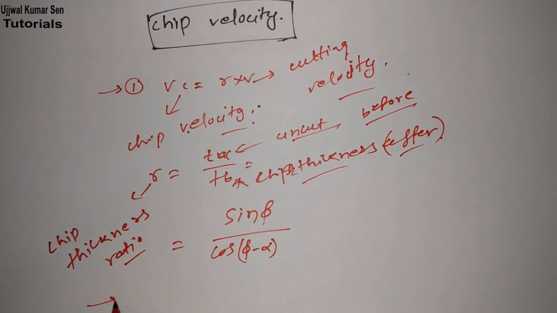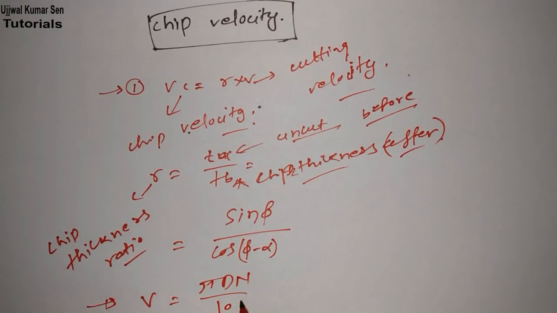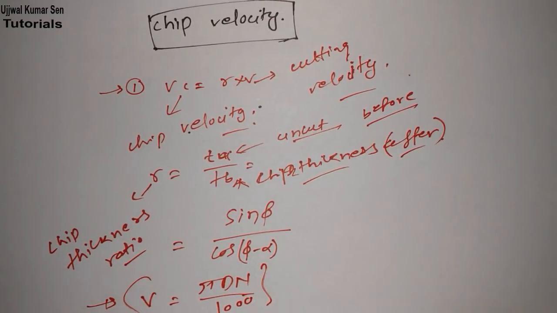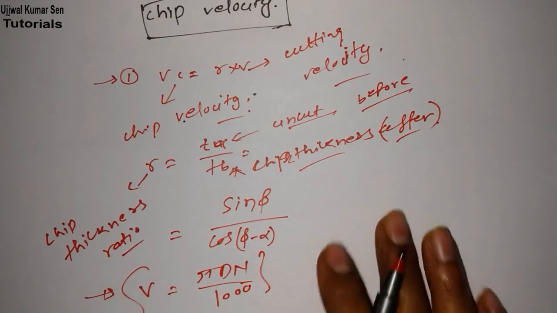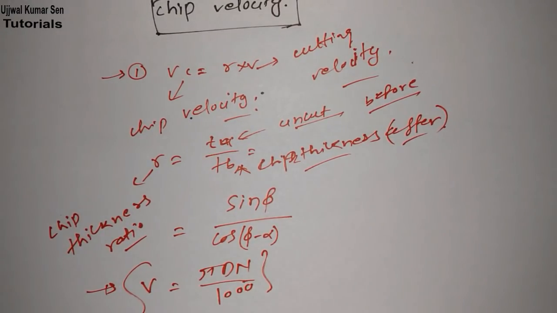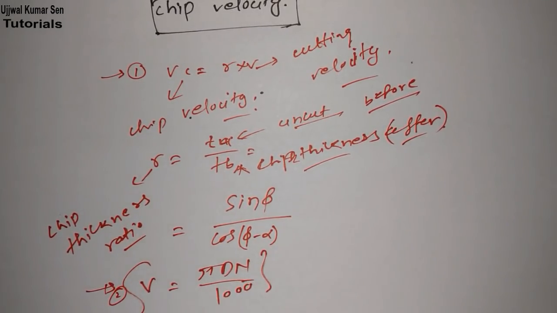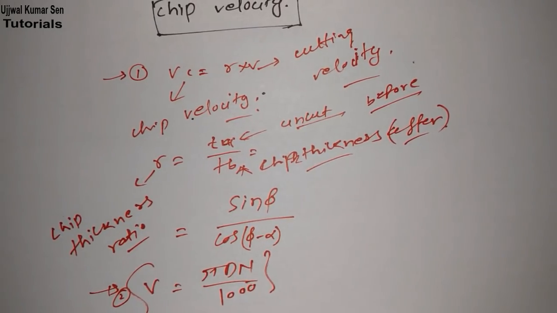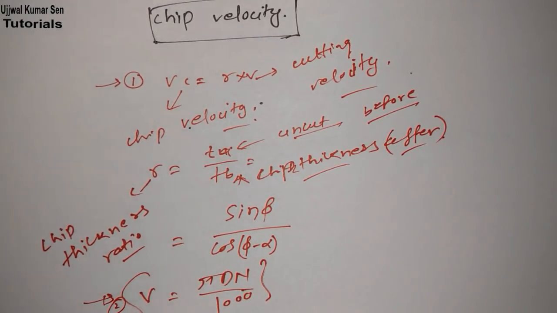Another thing is that we know V is equal to pi dN by 1000. We can also use this formula to find velocity. If the relation is given, then we can easily find velocity also. So these two formulas are most important for solving problems related to chip velocity, which have been asked in previous years of GATE. So, what are you waiting for? I am waiting for you. Let's go for the first question.